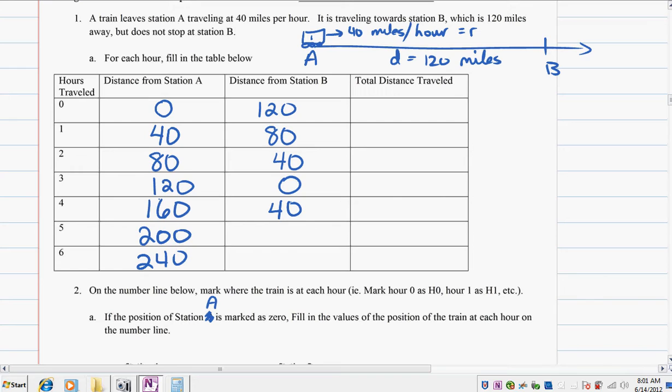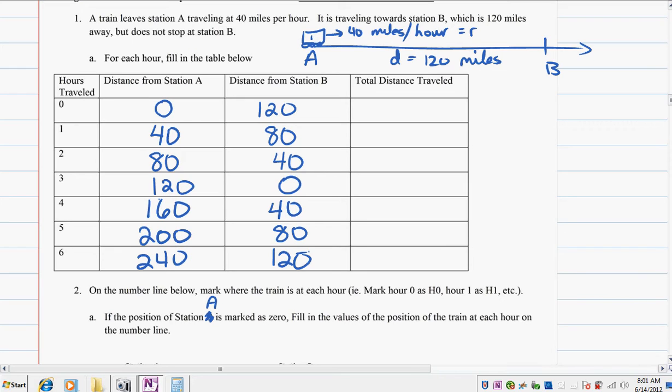And then after 5 hours, I've gone 200 miles, so 120 was B. I've gone another 80 past it, and then another 120 past that. So those are how far I am from things.